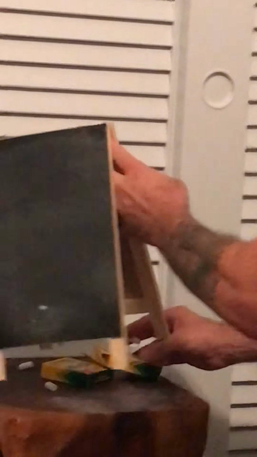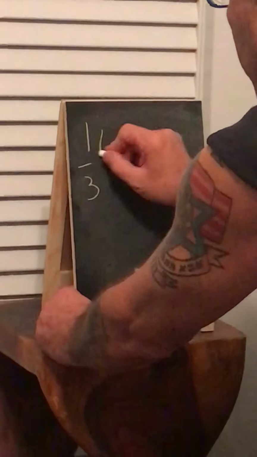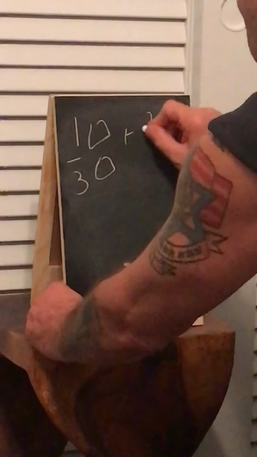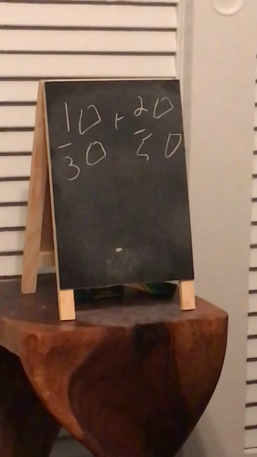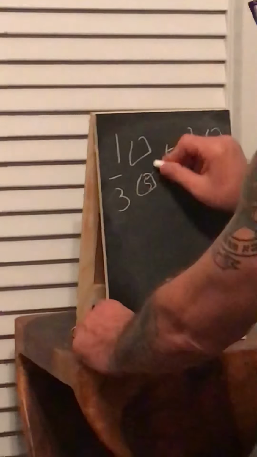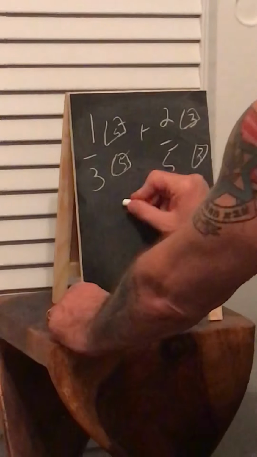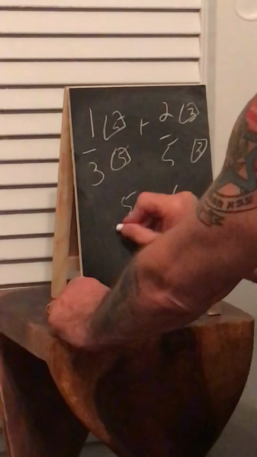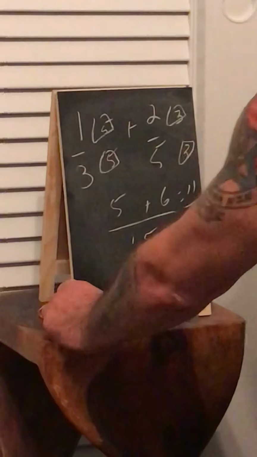1/3 plus 2/5. Go to my blank board over here. My beautiful assistant is zeroed in. 1/3 plus 2/5. Okay, so the LCD is 15. 3 times 5. 5 times 3. And we get 5 plus 6 fifteenths, which is 11 fifteenths.